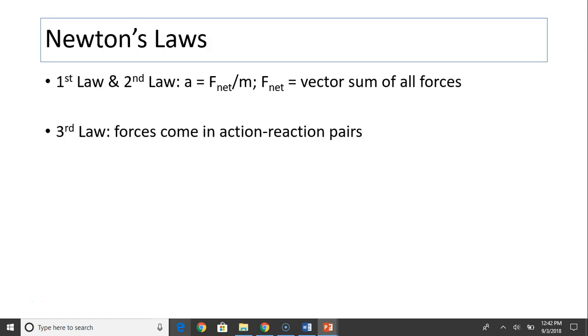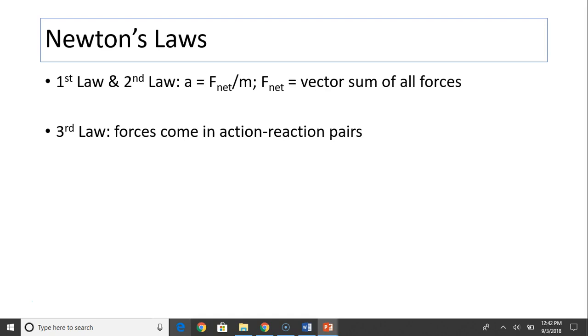Newton's first and second law says acceleration is F net over mass, so I combined them here. This is because when F net equals 0, acceleration equals 0. The second law really says when F net is not 0, then acceleration is directly proportional to the net force and inversely proportional to the mass. In this equation, net force is the vector sum of all forces.